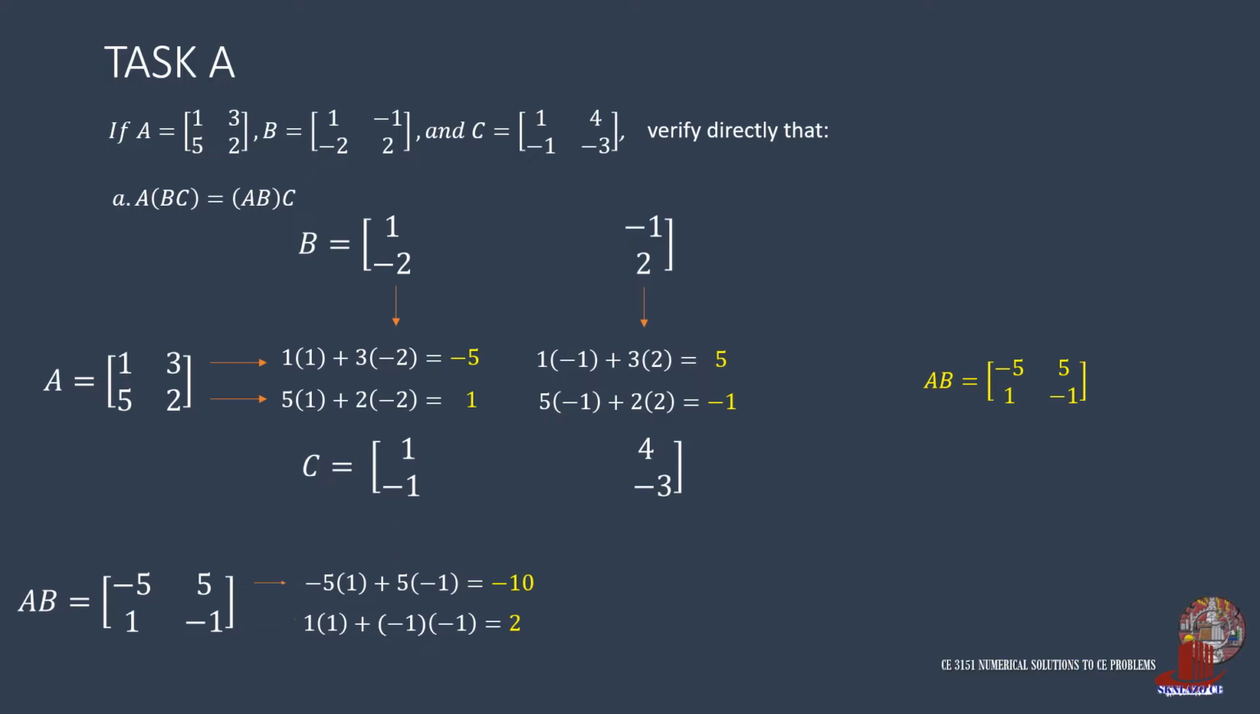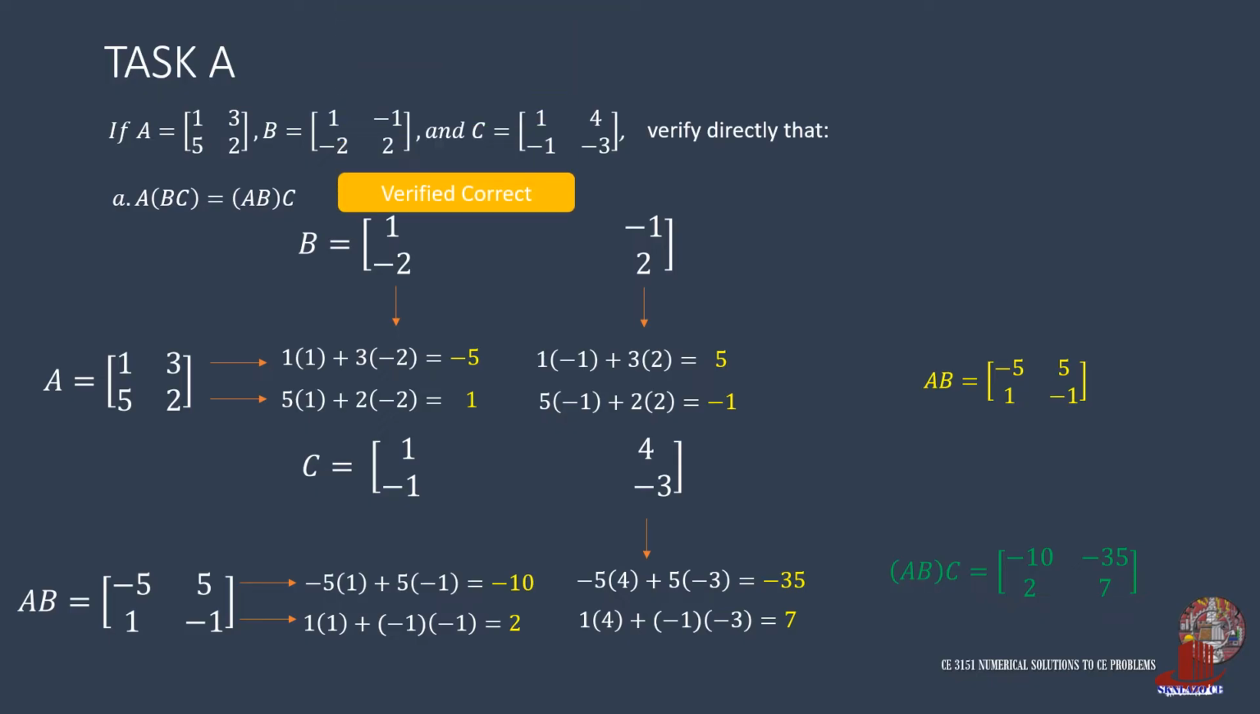Then back to row 1, then multiply column 2 to have negative 5 times 4 plus 5 times negative 3, which yields negative 35. Then last is row 2 multiplied by column 2. That has 1 times 4 plus negative 1 times negative 3, or 7. So matrix ABC has the elements negative 10, negative 35, 2, and 7. The same elements from the previous procedure. So matrix A multiplied by matrix BC is verified as giving same results when matrix AB is multiplied by matrix C.